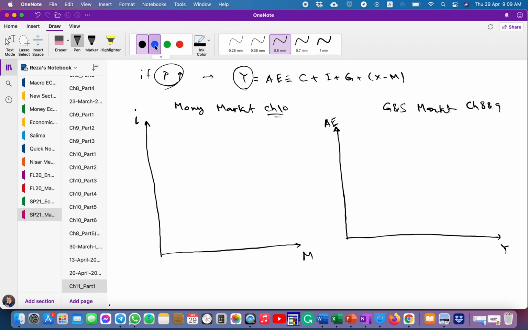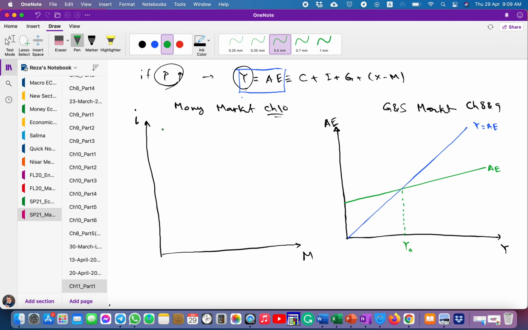Okay, so just briefly to draw the model we had, this is the equilibrium condition. Y is equal to aggregate expenditure. This is the equilibrium condition. And the aggregate expenditure is C plus and so on, and then we get the equilibrium level of output. In the money market though, we had money supply, which is decided by the Federal Reserve or central bank, and money demand, and then we would get the equilibrium level of interest rate.